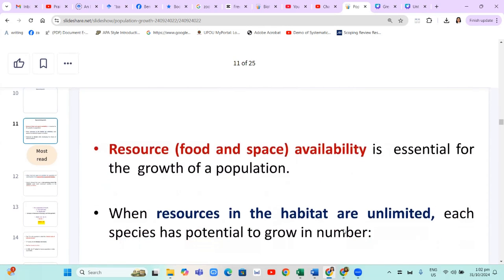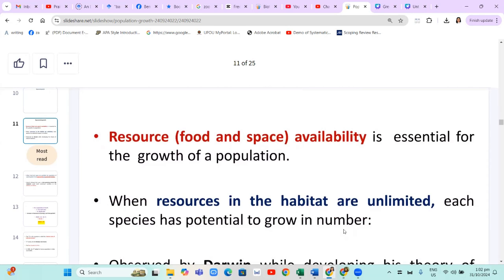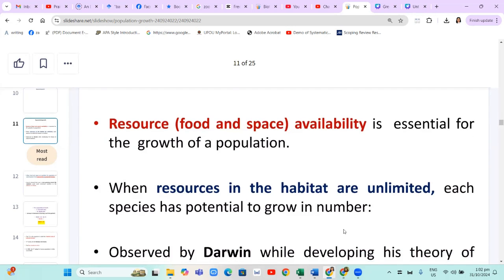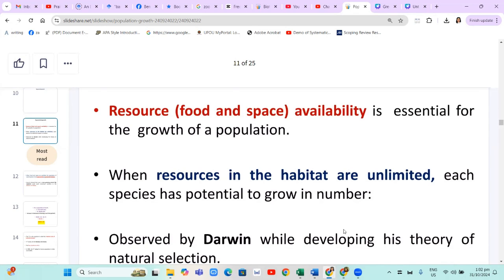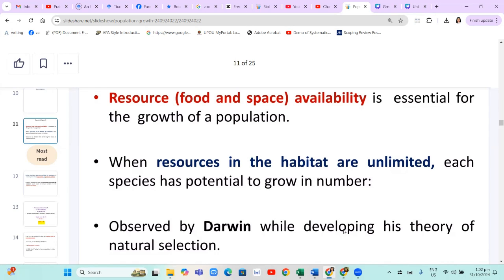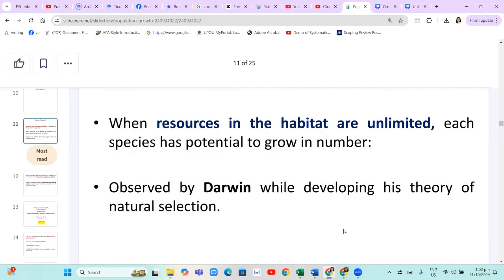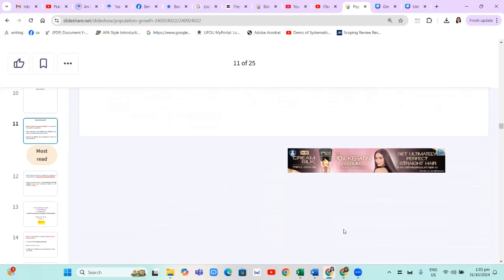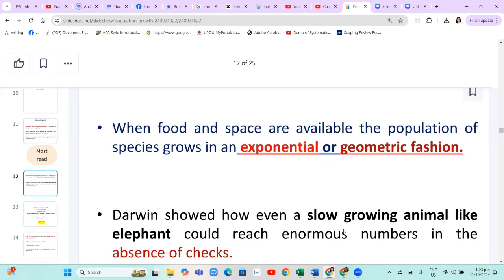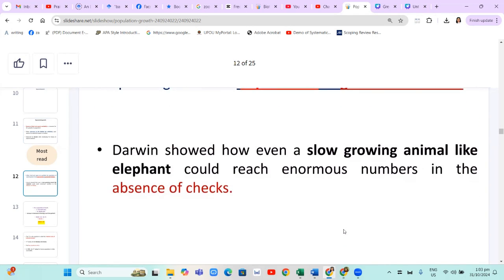The exponential growth. Resource, food, and space availability is essential for the growth of a population. When resources in the habitat are unlimited, each species has the potential to grow in number, as observed by Darwin while developing his theory of natural selection. When food and space are available, the population of a species grows in an exponential or geometric fashion. Darwin showed how even a slow-growing animal like the elephant could reach enormous numbers in the absence of checks.